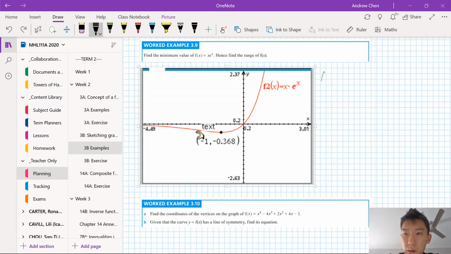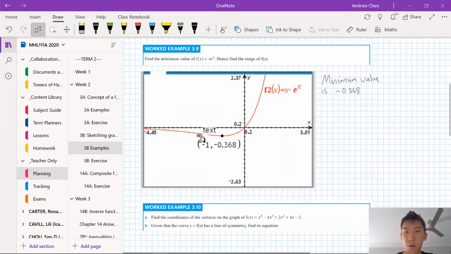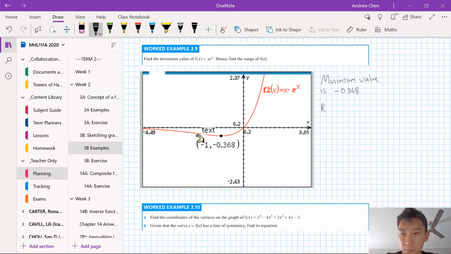Alright, so from the graph, our minimum value is -0.368. Therefore, our range is anything greater than and including -0.368, and we can see that on the graph.